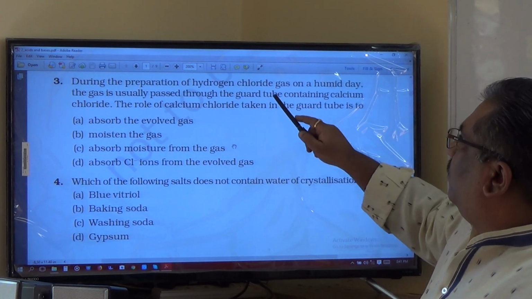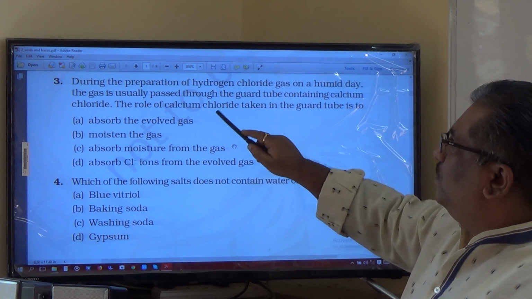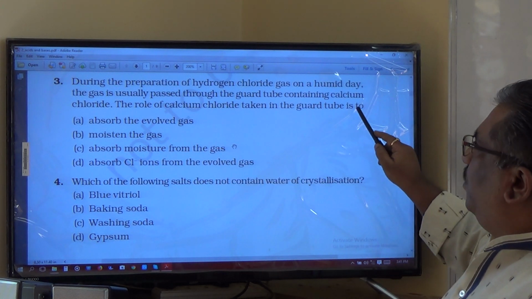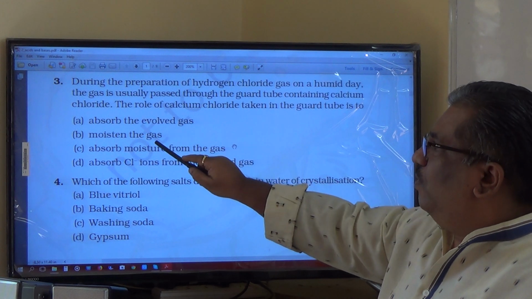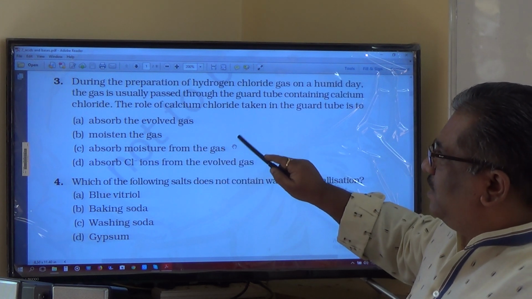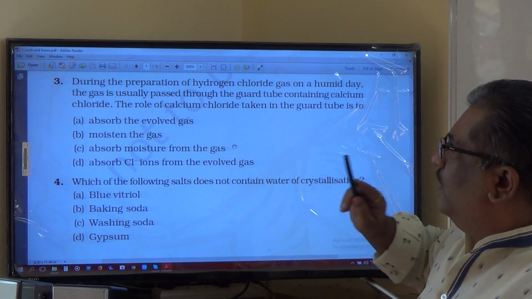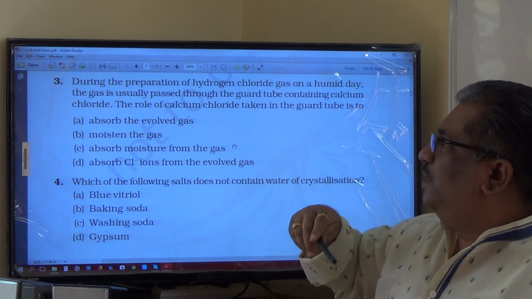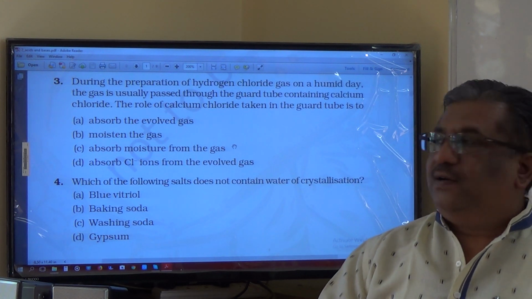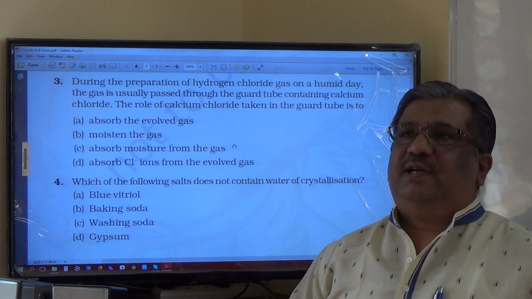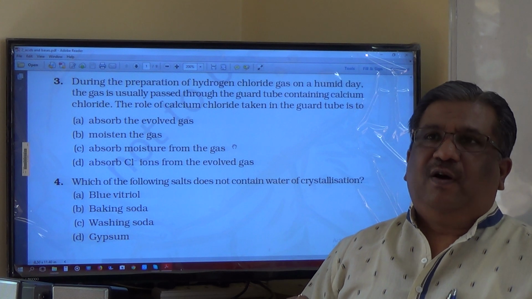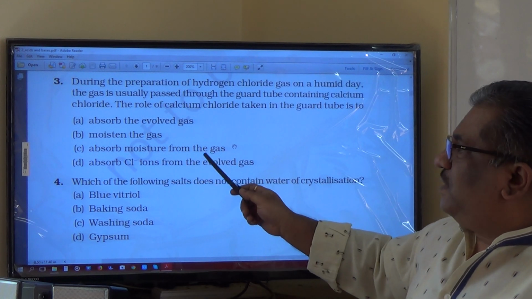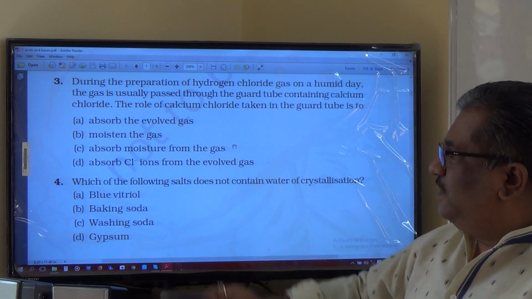During the preparation of hydrogen chloride gas on a humid day, the gas is usually passed through the guard tube containing calcium chloride. The role of the calcium chloride taken in the guard tube is to absorb the evolved gas? No. Moisten the gas? No. Absorb the moisture from the gas? Yes. Absorbs chloride ions from the evolved gas? No. Remember, in the activity there is a small guard tube which contains calcium chloride. Calcium chloride acts as a drying agent. On a humid day, it absorbs the moisture from the gas, and the dry gas comes out. Answer C is the correct answer.